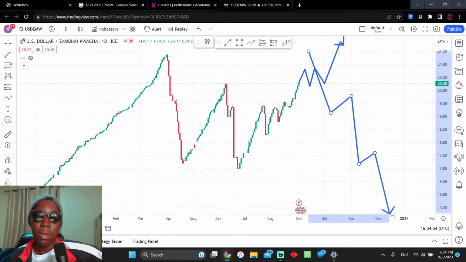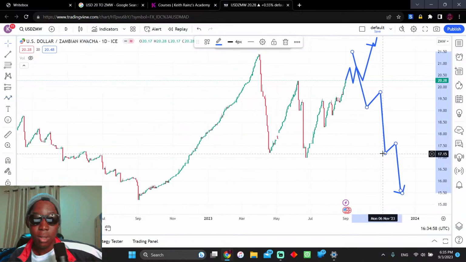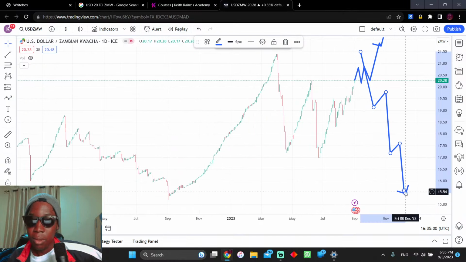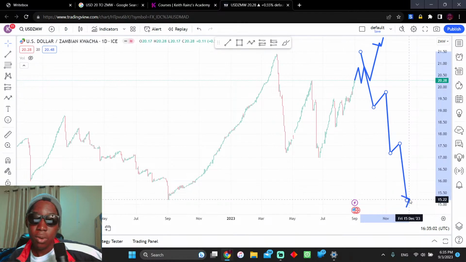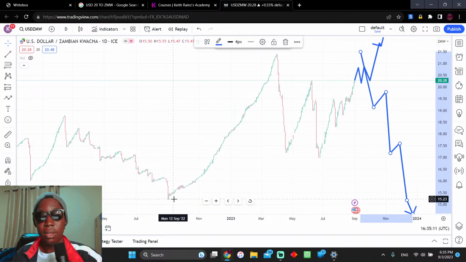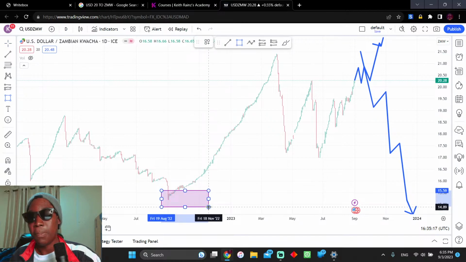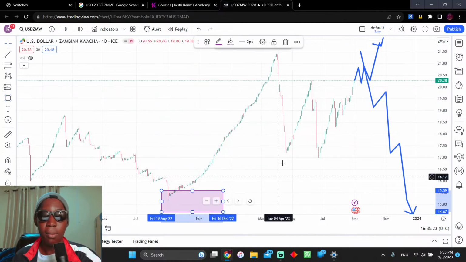Let me zoom out completely. So remember what I said, that price always has to come back and respect the previous swing high. So as I said, this level here needs to be respected. So the first possibility, as I said, price, okay, let me do this.